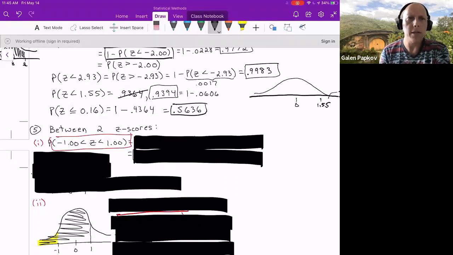All of these previous steps can be used to do the last case that you might encounter, which is the area between two z-scores. In the first one, the probability that z is between plus and minus 1. So there are a few ways that you could do this.